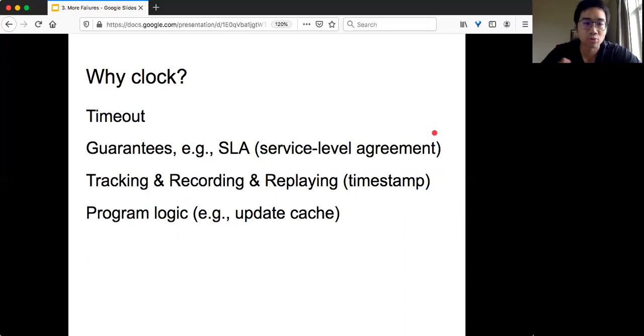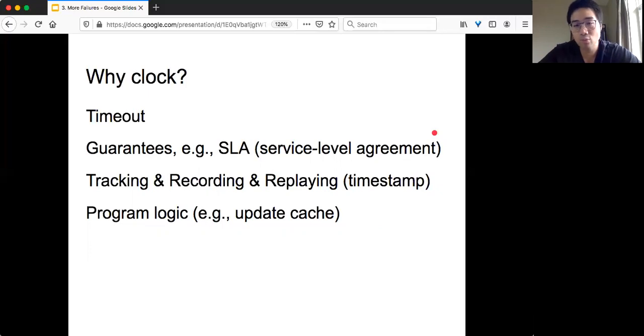You want to record some of the state, or even replay your log, and all of this requires some kind of timestamp, meaning that you need to record the time for some of the events or some of the messages, so you can apply some of the program logic later. For example, suppose you use a cache, and then you need to garbage collect something, or you need to renew the data. Everything needs some kind of clock in order to develop or write your application.